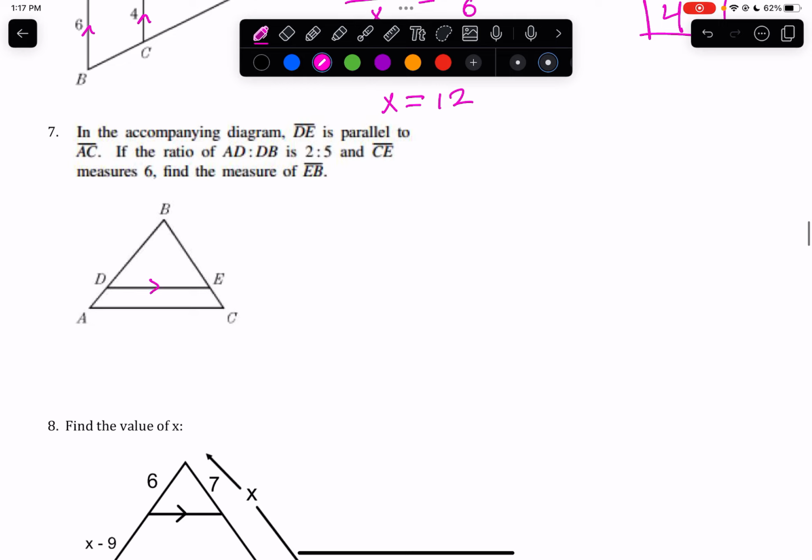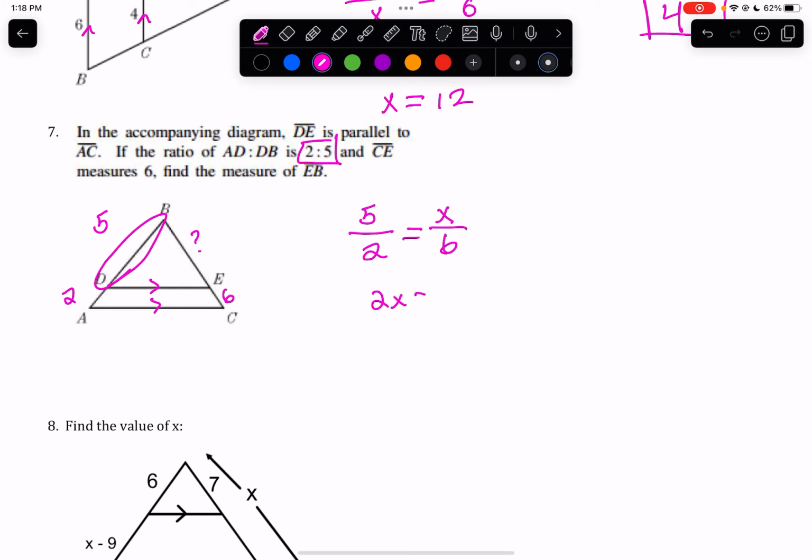So we have parallel lines given to us. The ratio of AD to DB is 2 to 5. Again, when you see the ratio like that, right, it's 2x, 5x. And CE measures 6. Find the measurement of EB. So, actually for this one, because we're doing ratios, you don't even need the x's, right? Because the ratio should be 5 over 2, x over 6, 2x equals 30, x is equal to 15.